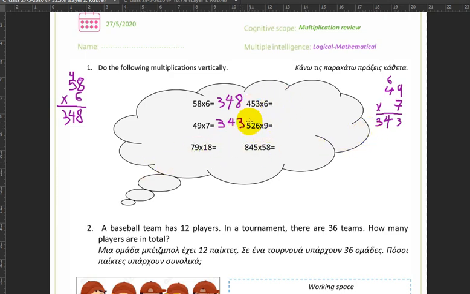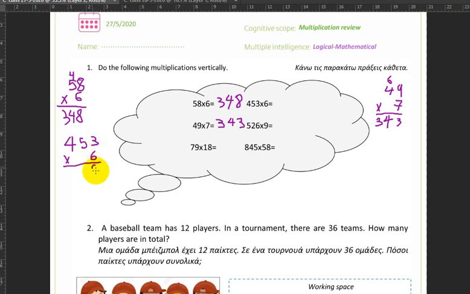I'm going to do these two first because they have a one-digit multiplier. 453 times 6.